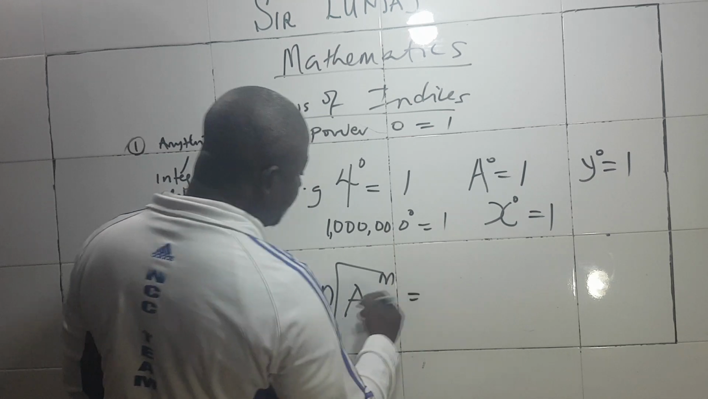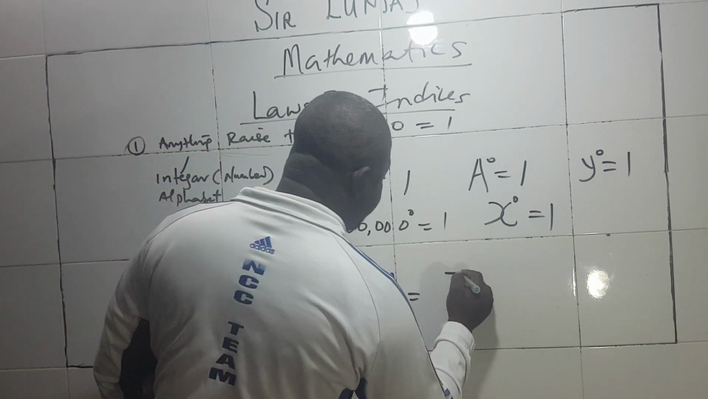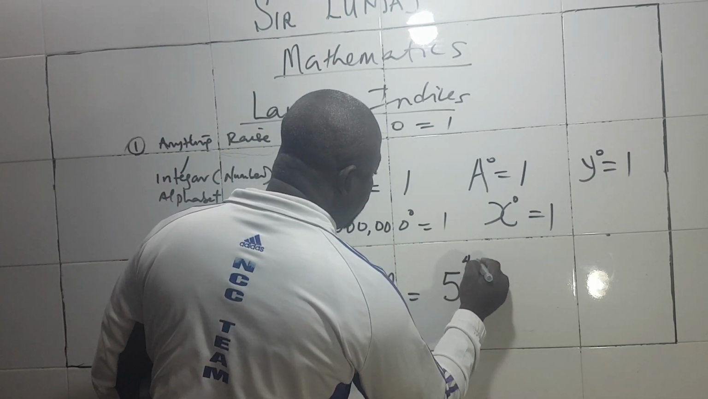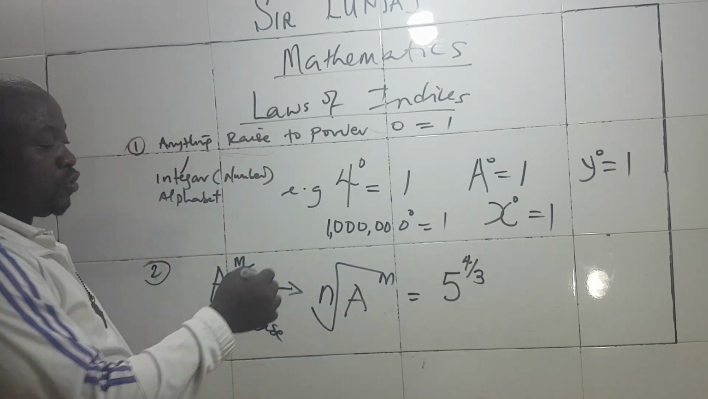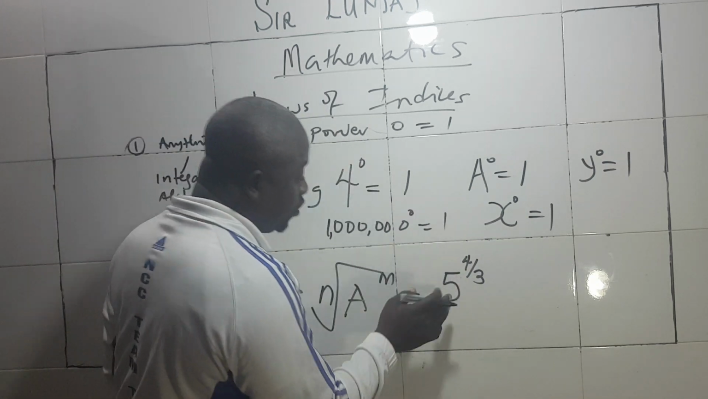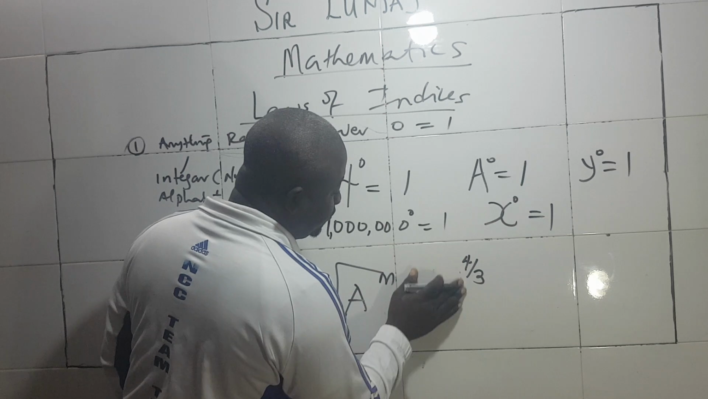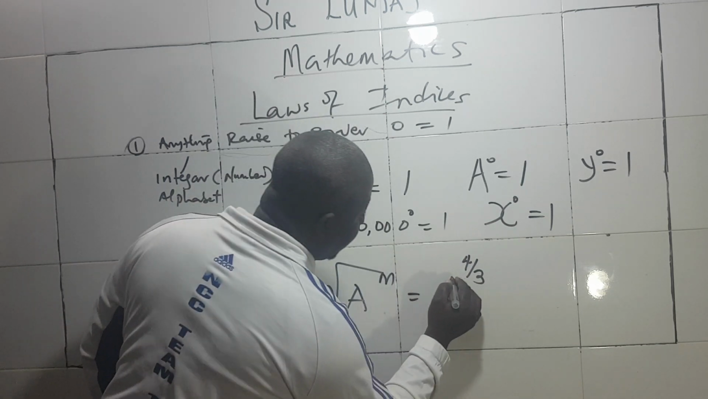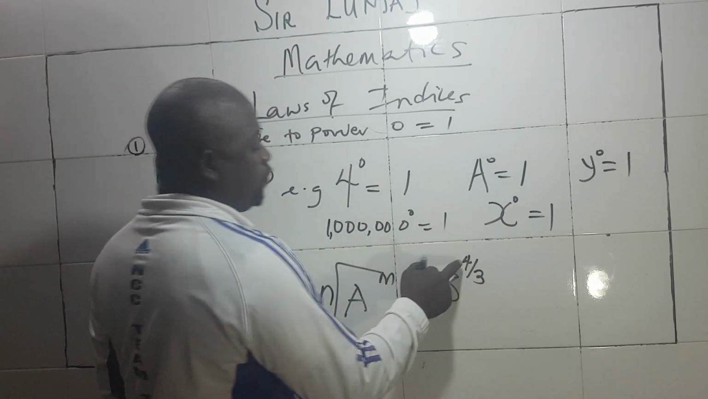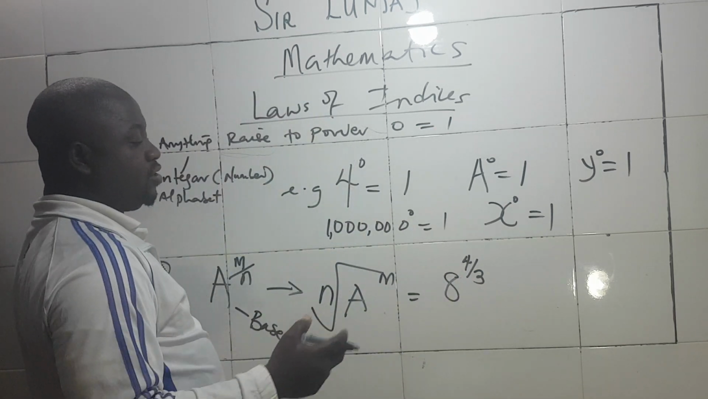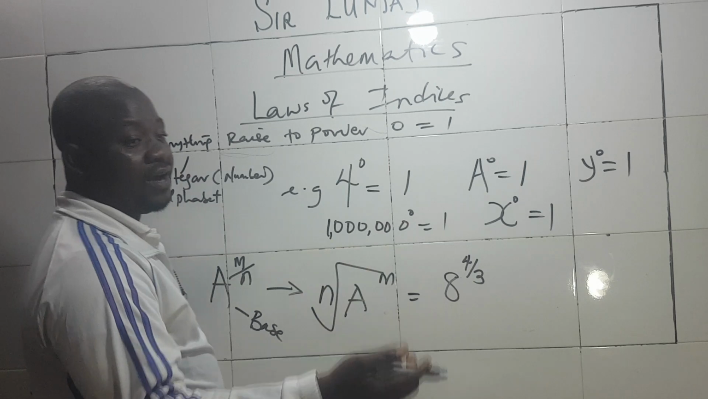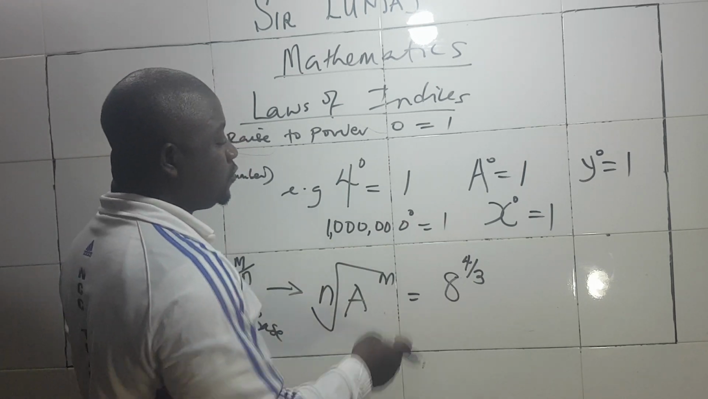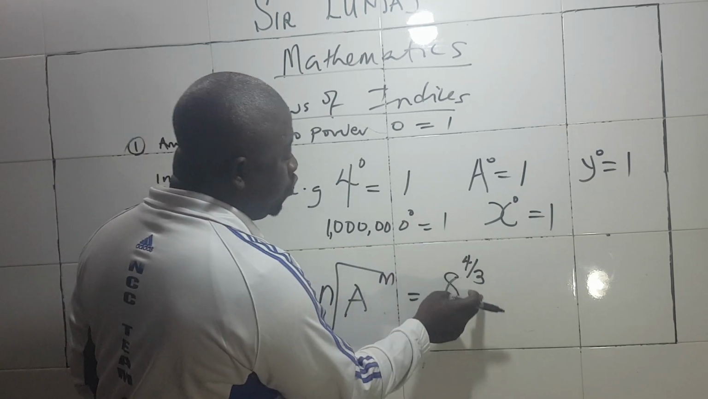For instance, in terms of number, let's say I have 5 raised to power 4 all over 3. For me to solve this, or let me use something that is more practical, because this one will give me fractions. Let's say I have 8 raised to power 4 all over 3. The question is, how do I solve this? Or how do I simplify? That's the word we normally use in mathematics. Simplify 8 raised to power 4 all over 3.